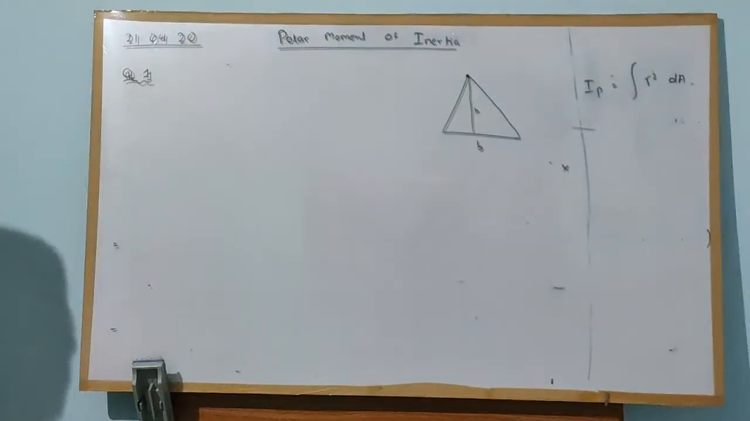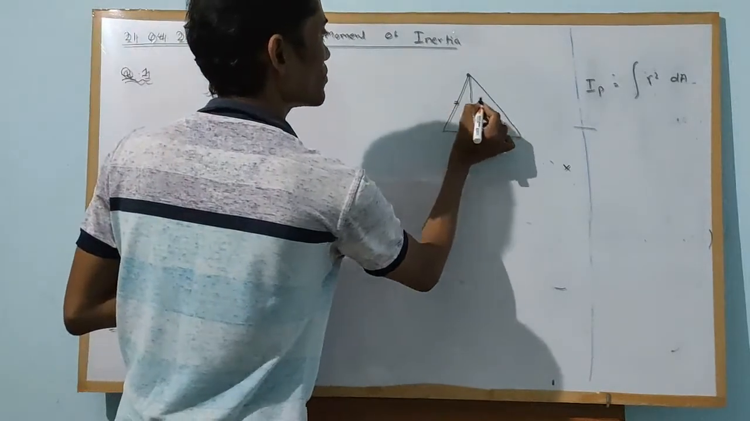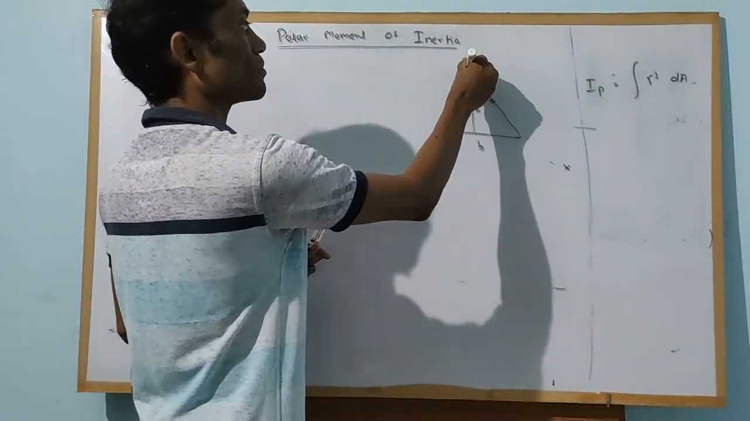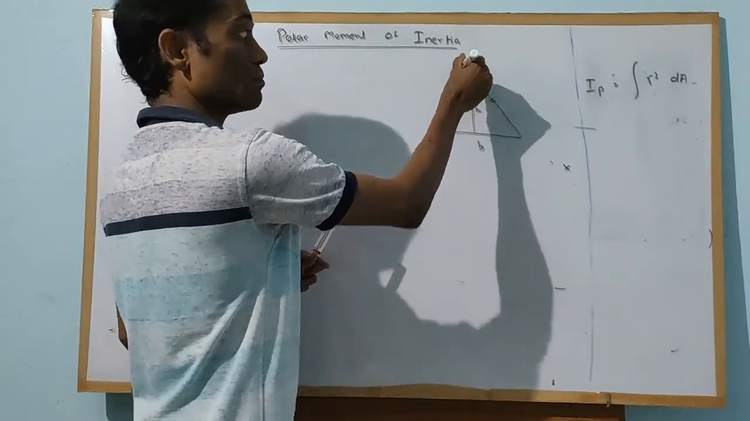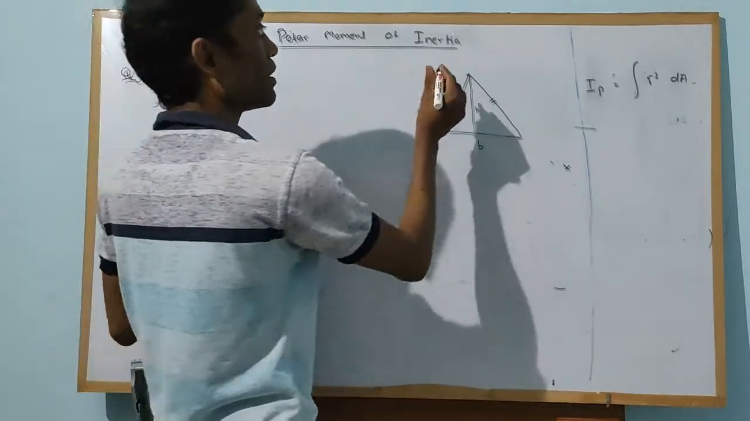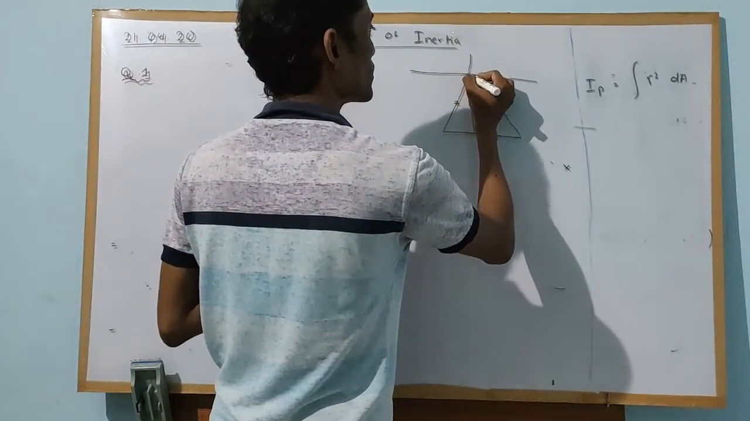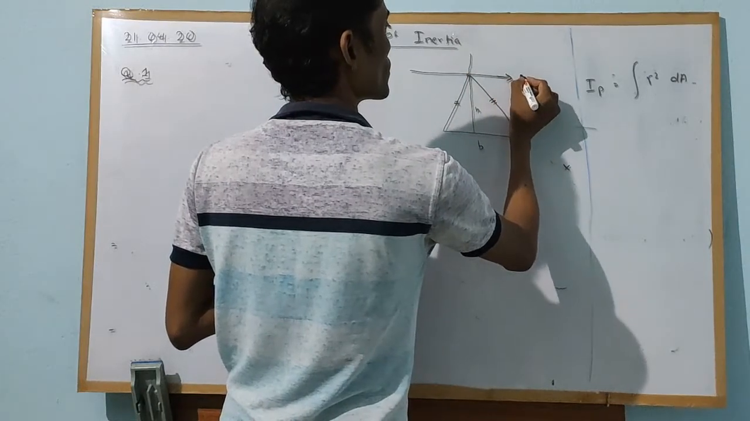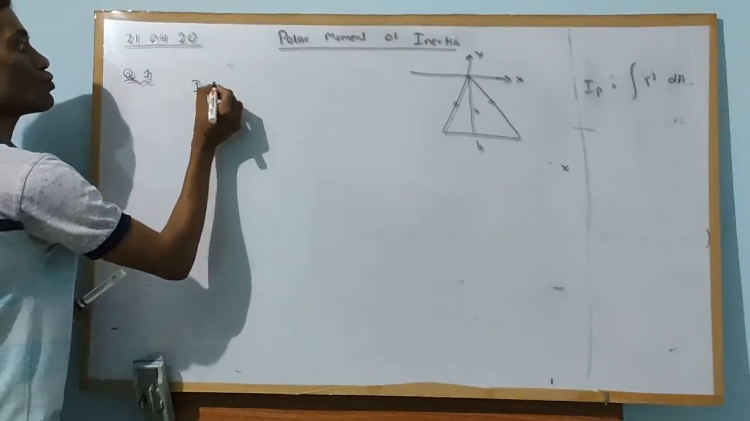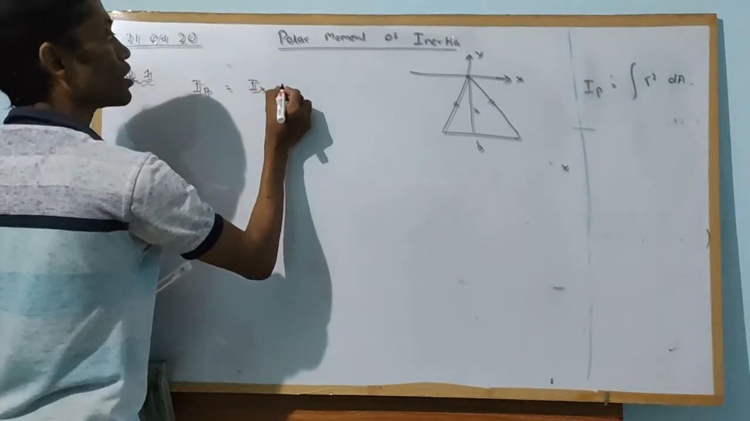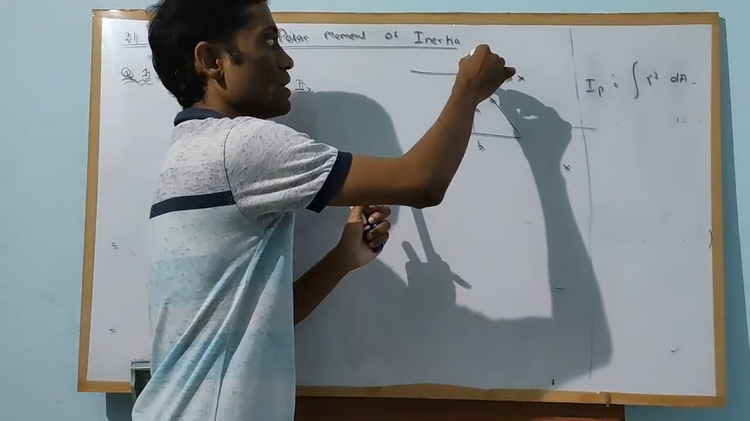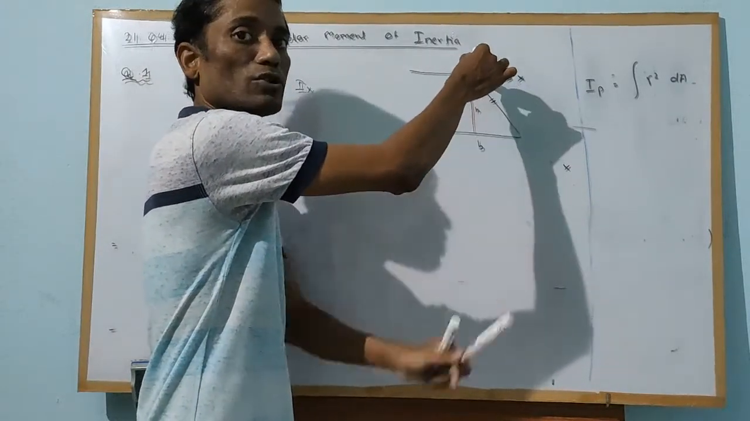Calculate the moment of inertia of an isosceles triangle. This is the isosceles triangle, both the sides are the same, about its apex. Polar moment of inertia about the apex. That means the point is at the apex, and the polar axis is this one. Now if I draw two lines here, this is the x-axis, this is the y-axis. Then I can say my Ip is equal to Ix plus Iy. The polar moment of inertia about this axis is equal to Ix plus Iy, perpendicular axis theorem.